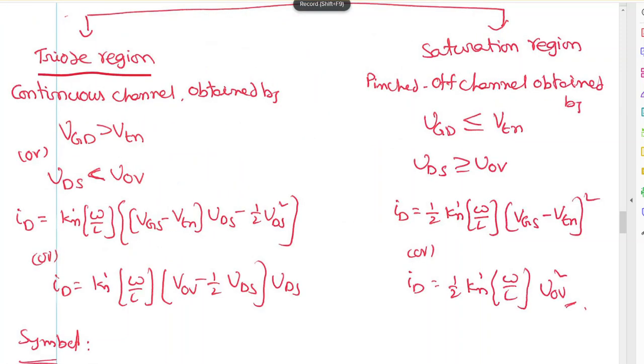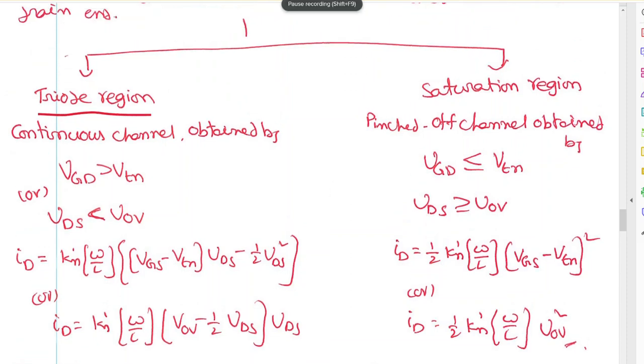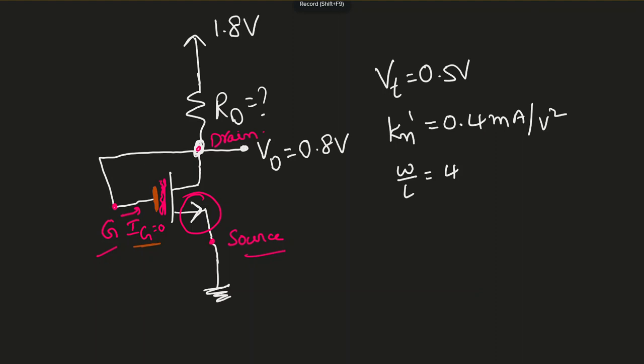So I highly recommend you carry this comparison: triode mode of operation, saturation mode of operation. See the ID, the drain current, has a different equation in triode mode of operation and a different one in saturation mode of operation. We always start solving the example assuming it is in saturation mode. If we find out it's not in saturation, then we'll move to the triode mode of operation. Okay, so back to our example.